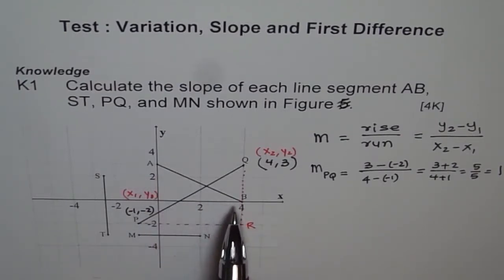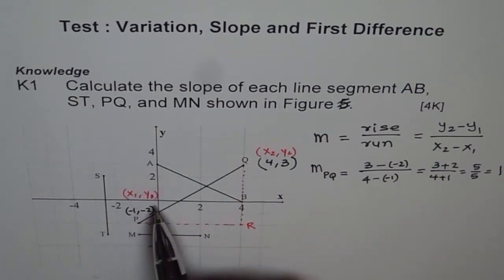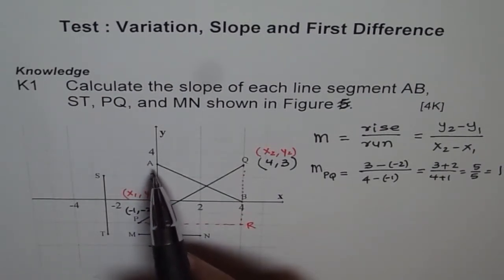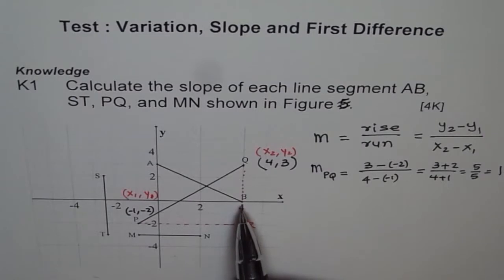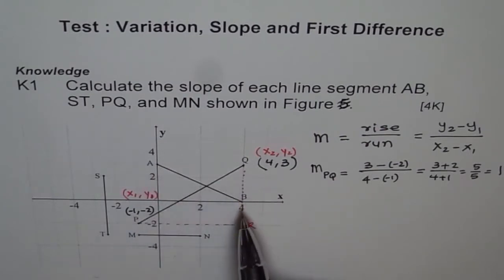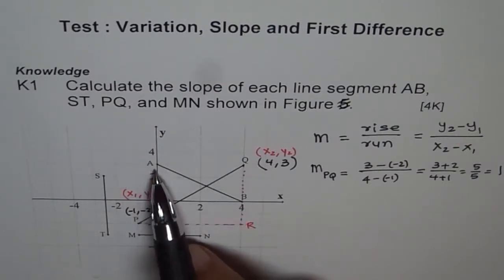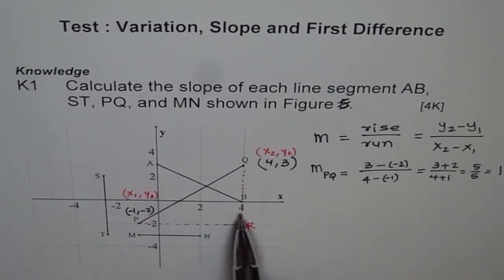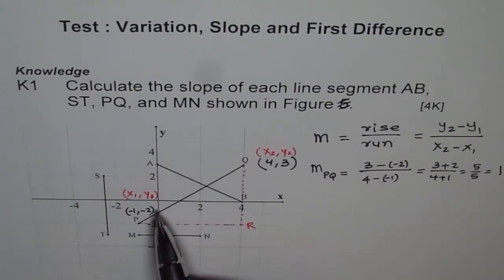Now those things you can do yourself. For point A, the x coordinate is 0, y is 3. So write down the coordinates first. For B, it is 4 for x and 0 for y, (4, 0). You can take A as point 1, B as point 2, right? In that case, the slope will be the y values 0 minus 3 divided by the difference of x values, 4 minus 0.